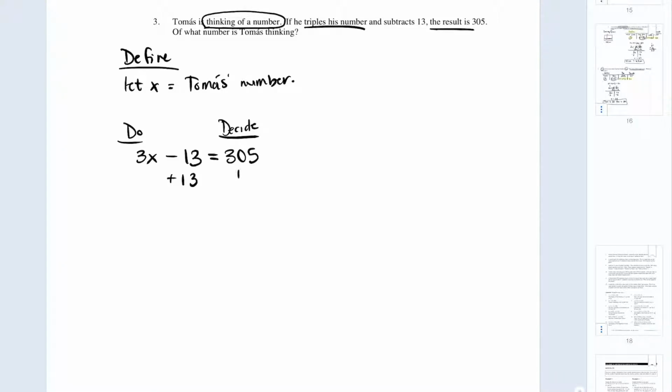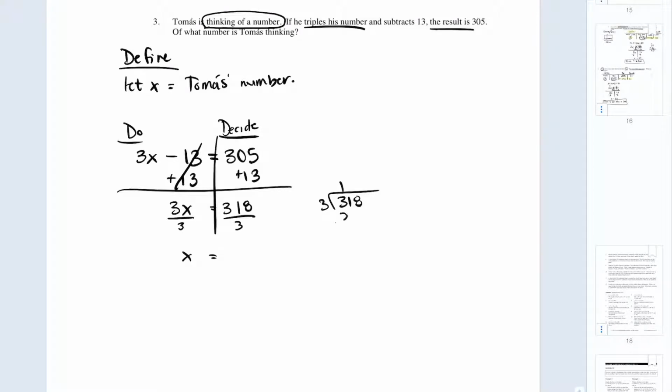So isolating the variable, I'm going to add 13 to both sides of my equation first. Those cancel out, and it looks like I have 318 on the right side, and then I can just bring down 3x. Let's go ahead and divide both sides by 3, continue isolating the x. Let's see, a little bit of long division here. That goes in once. It's 3, 0, 0, 0, and there we go, 106. Of what number is Tomas thinking? They could have asked what number is Tomas thinking of. It looks like just plain old 106. So this would be our declare section.